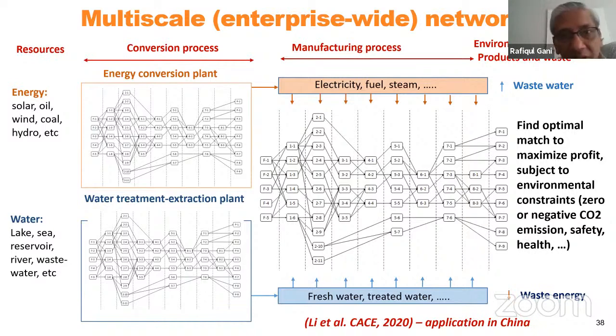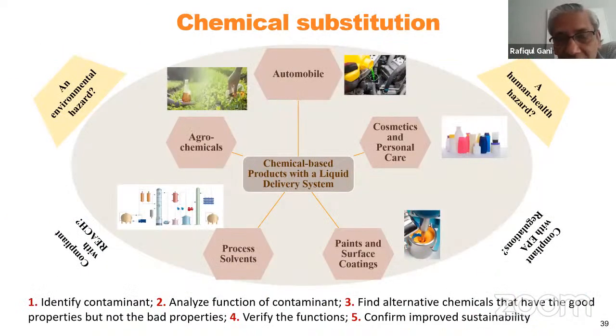The last example is chemical substitution. We are using chemicals everywhere. These chemicals have harmful effects, and we need to be sure that before a chemical with a harmful effect is released, we identify it and we replace it with something that is not harmful. And that's a very, very big problem. And if you think of, at this moment, there are nearly 1 million chemicals that are being used in all kinds of products.